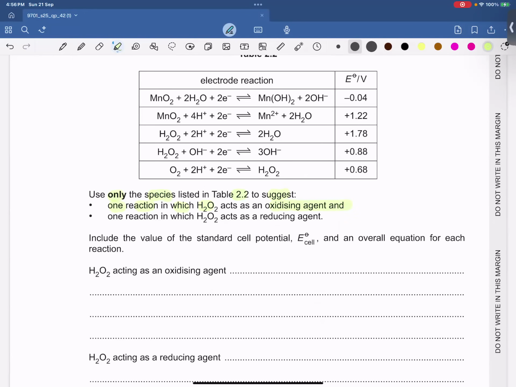The more positive the E value, the stronger the oxidizing agent. So among these, the most positive E value is going to be this one, which means this H2O2 is acting as a strong oxidizing agent, okay? And that's what we have done in the class. Let me write it down.